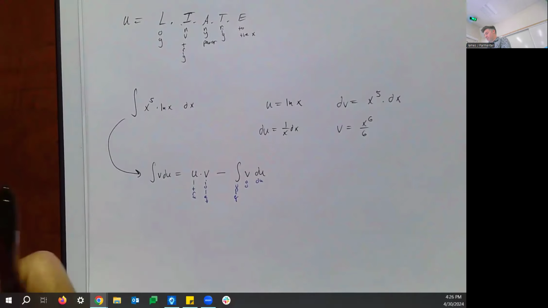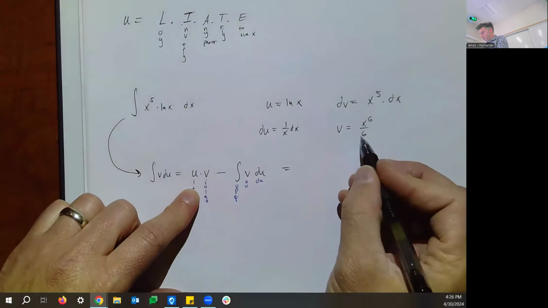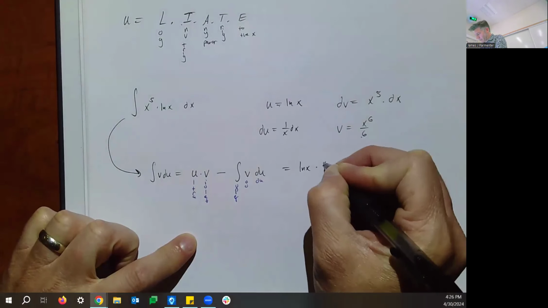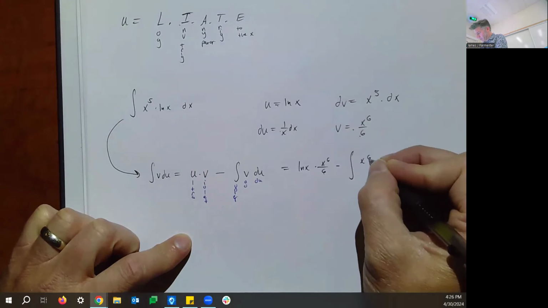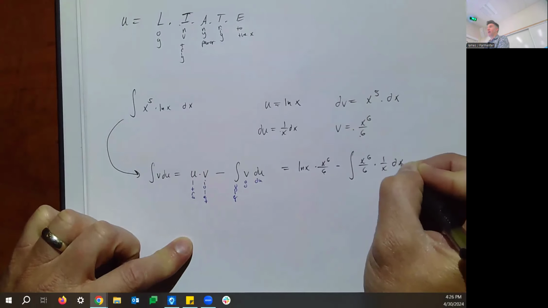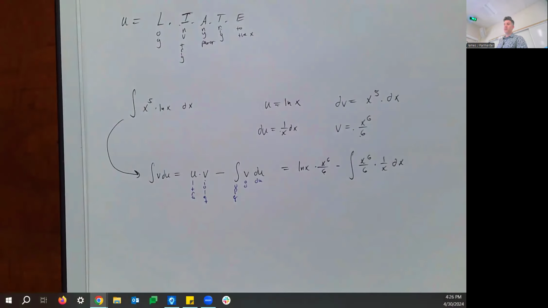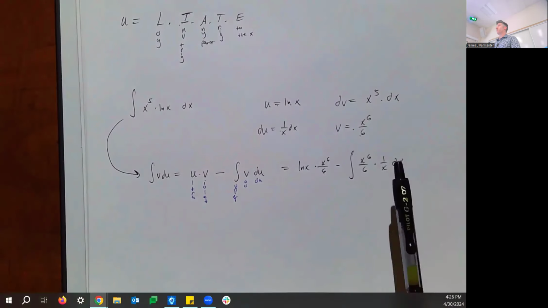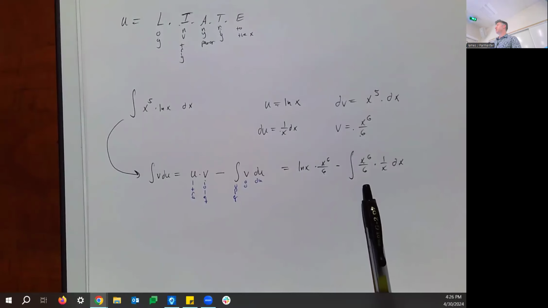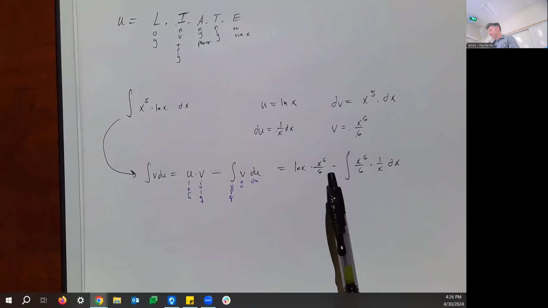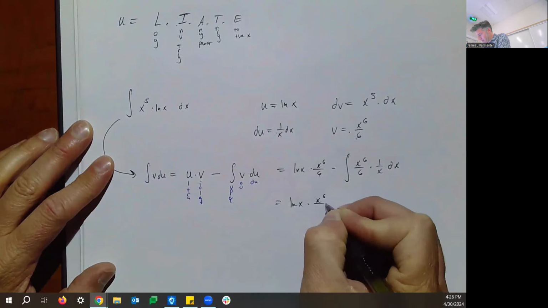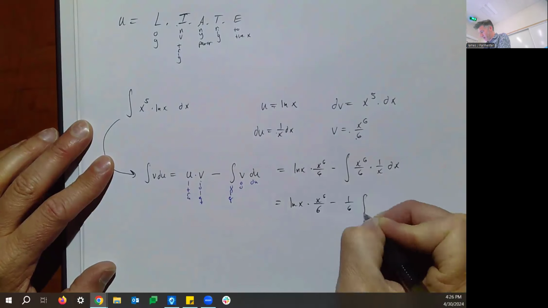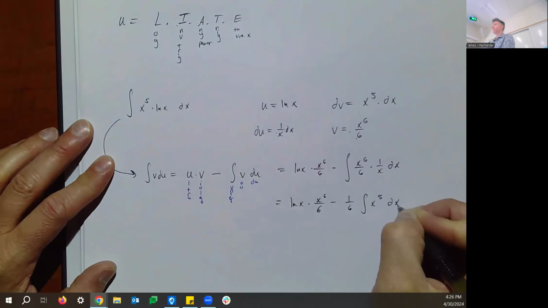So we're going to get our u times our v, our natural log of x times x to the 6 over 6, minus the integral of our v times our du, which is x to the 6 over 6 times 1 over x dx. Here's where you have to be careful. The whole point of this process is that the new integral should be easy, or at least easier. But to make it easy, you have to simplify it if you can. The x to the 6 over 6 times 1 over x, we can certainly rewrite as 1/6 times the integral of x to the 5th.